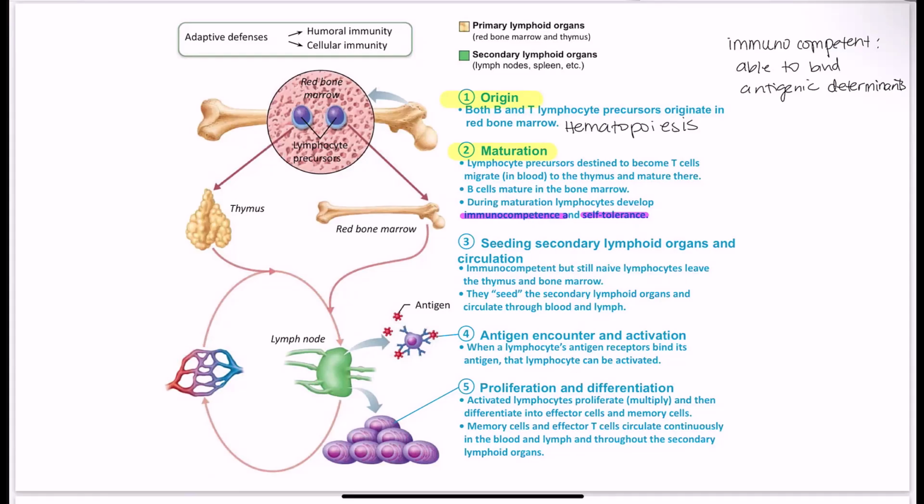The idea of self-tolerance is that whenever we see self things, we don't want the B cell or the T cell to bind our self proteins. So we want them to ignore those or be tolerant of the self proteins so they don't attack us.